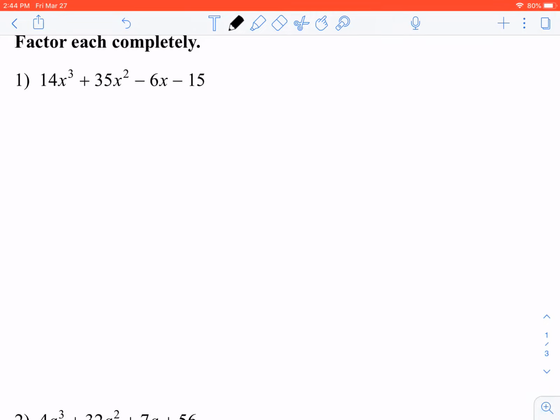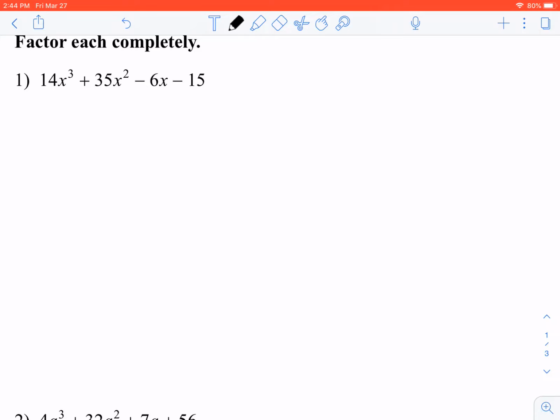Okay, welcome to a lesson on factor by grouping. So we just learned how to factor out a GCF from a polynomial. So you might look at something like this, and the first thing we're going to try and do is see if we can factor a GCF out.